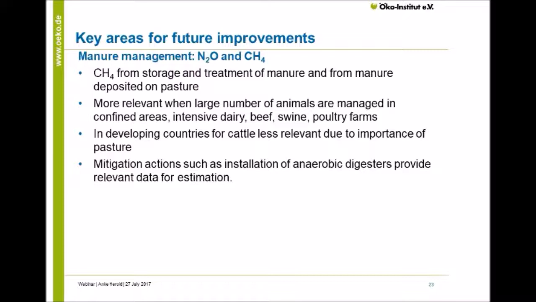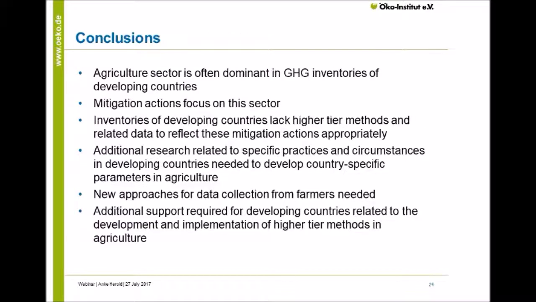And the mitigation actions that were then used in the area of manure treatment were more like anaerobic digesters and these type of activities, and those were easier to assess in relation to the impacts on emissions, because the information was directly coming from the implementation of the mitigation actions.